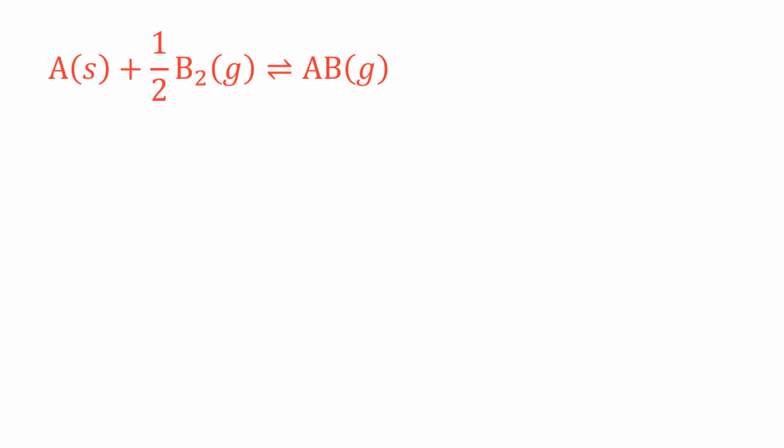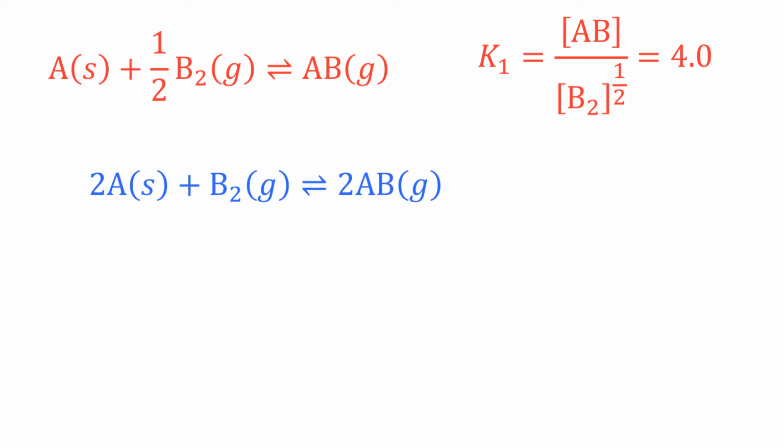In this reaction, A plus a half B2 giving AB has the following equilibrium constant labeled K1. But what if instead of the first equilibrium, equation 2, 2A plus B2 gives 2AB was used? This is just as correct as equation 1, but now K2, the equilibrium constant, has a different value. What is the relationship between these two?